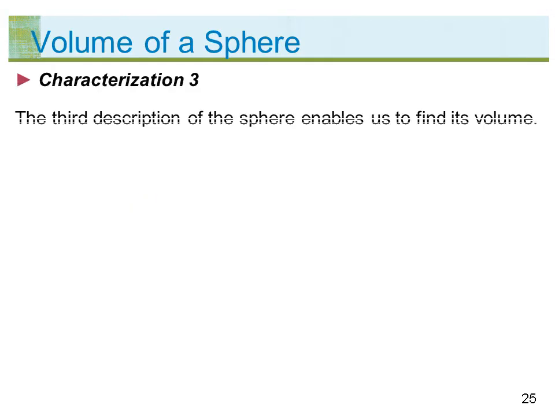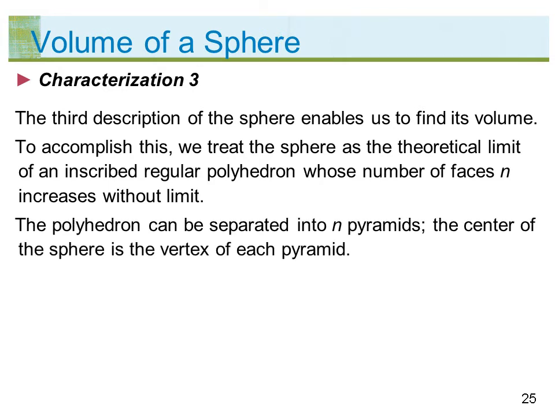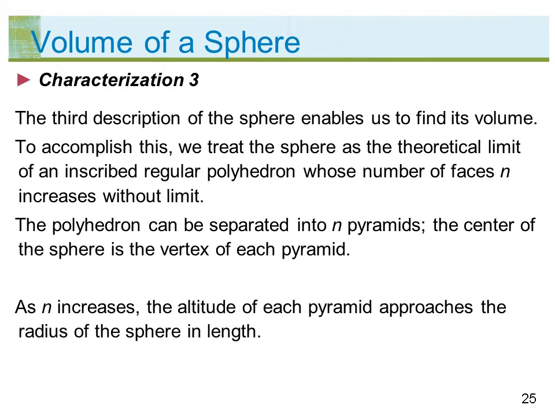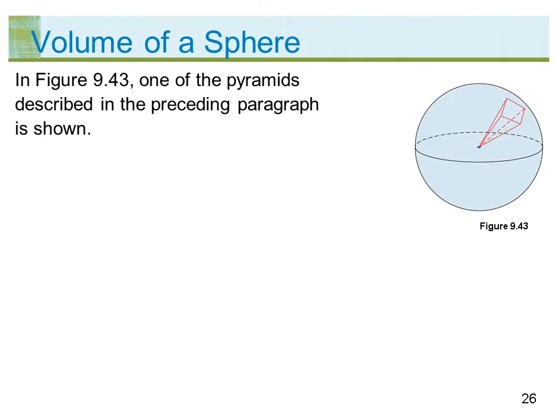Characterization number 3. The third description of the sphere enables us to find its volume. To accomplish this, we treat the sphere as the theoretical limit of an inscribed regular polyhedron whose number of faces, n, increases without limit. The polyhedron can be separated into n pyramids. The center of the sphere is the vertex of each pyramid. As n increases, the altitude of each pyramid approaches the radius of the sphere in length. Next, we find the sum of the volumes of these pyramids, the limit of which is the volume of the sphere. In Figure 9.43, one of the pyramids described in the preceding paragraph is shown.